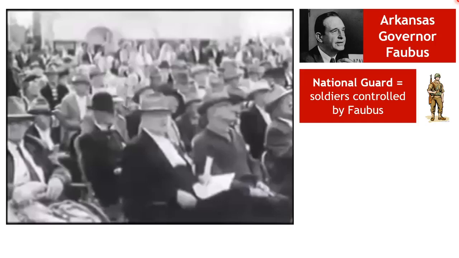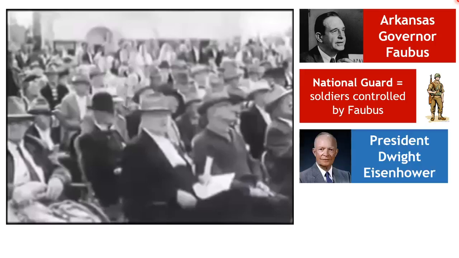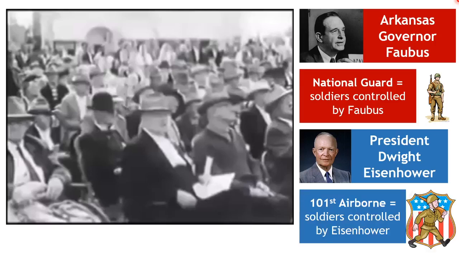Now, as we're going to see later on in this event, the federal government, the government of all America, gets involved. We're going to see this president for the first time, President Dwight Eisenhower, who had been the leader of the American forces in Europe during the Second World War. He was a general. He's going to get involved. And he's also going to have some of his own soldiers to wield around. And in his case, the 101st Airborne. So they were the soldiers controlled by Eisenhower.